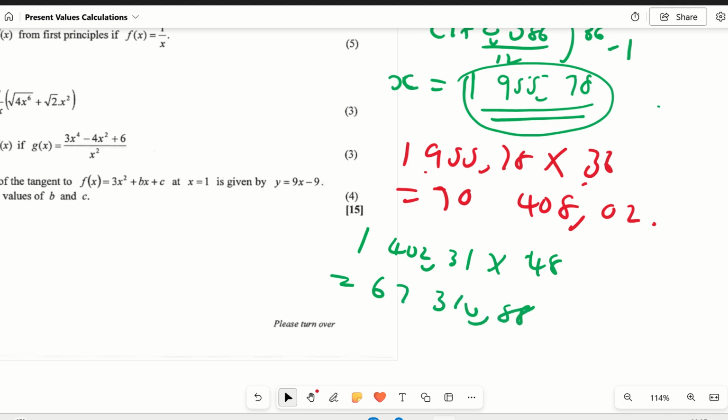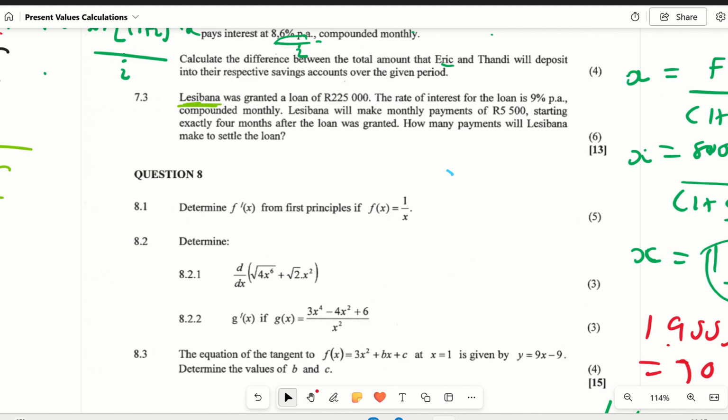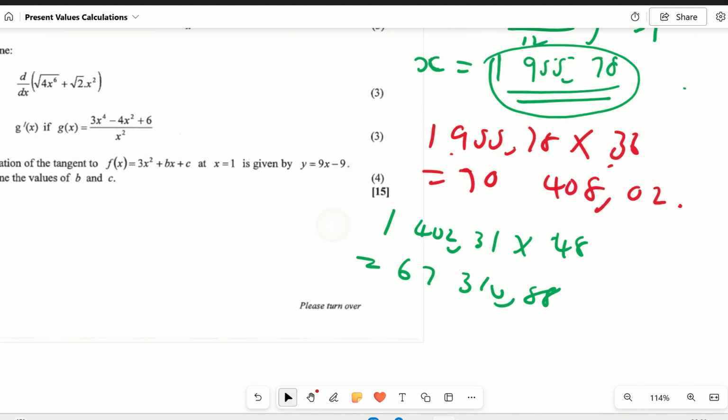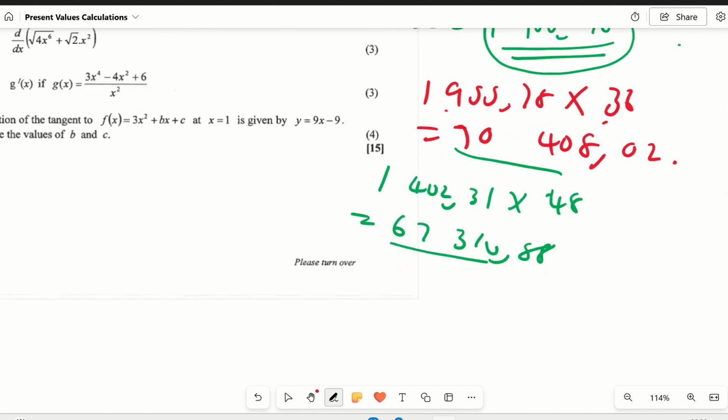Proper stuff. So now they asked you to calculate the difference between the total Eric paid and Tandy paid. So the difference will be 70,000 minus that. It'll be 70,000 minus 67,310.88, which gives us how much? Can you do the whole calculation? I mispronounced it.